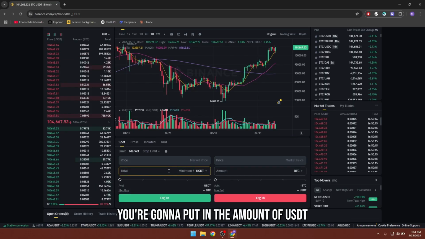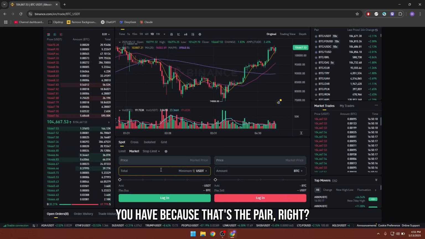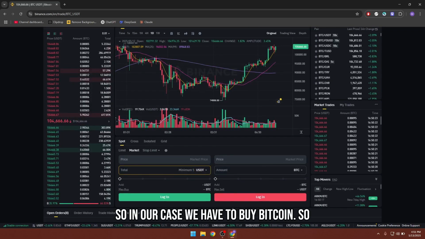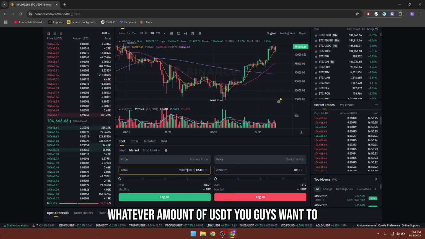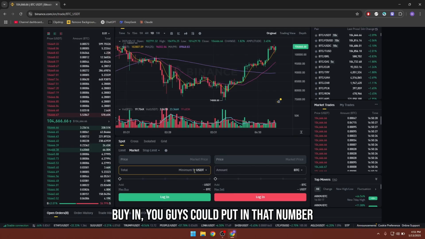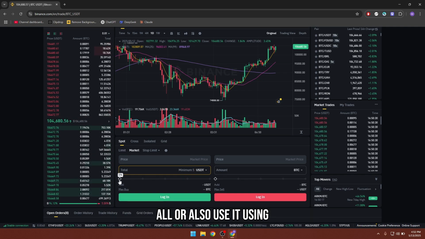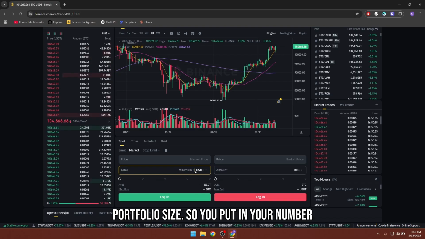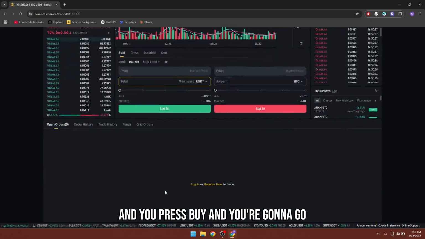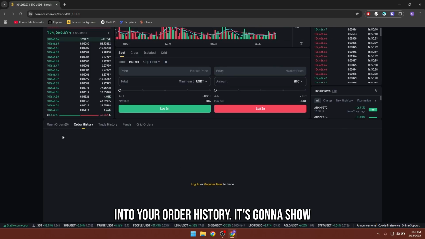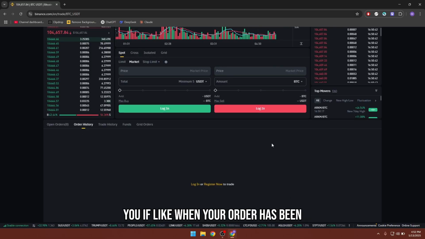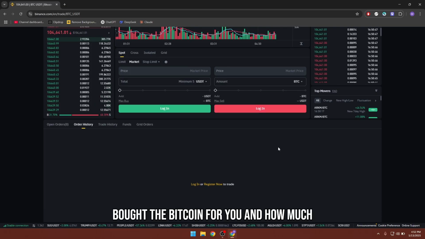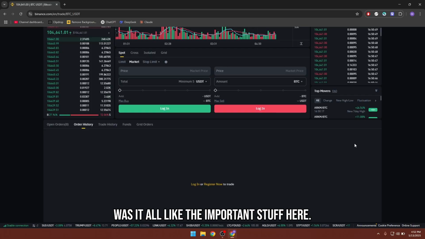So you're going to put in the amount of USDT you have because that's the pair, right? We're trading Bitcoin with USDT. So in our case, we have to buy Bitcoin. Whatever amount of USDT you want to buy in, you could put in that number or also use your slider, depending on your portfolio size. So you put in your number and you press buy, and you're going to go into your order history. It's going to show you when your order has been filled and for what price it bought the Bitcoin for you and how much it was, all the important stuff here.